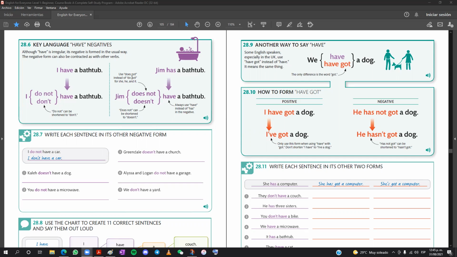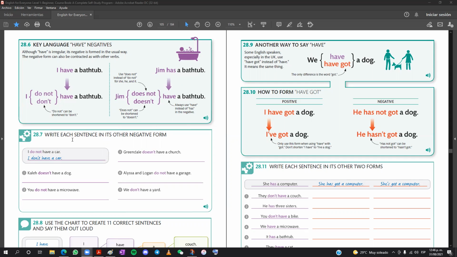Usa does not en vez de do not para ella, él y eso. Does not puede ser acortado a doesn't. Siempre usa have en vez de has en la forma negativa, porque como ya sabemos, cuando ya se está usando el auxiliar, la conjugación pasa a él y el verbo regresa a su forma infinitiva, ¿verdad?